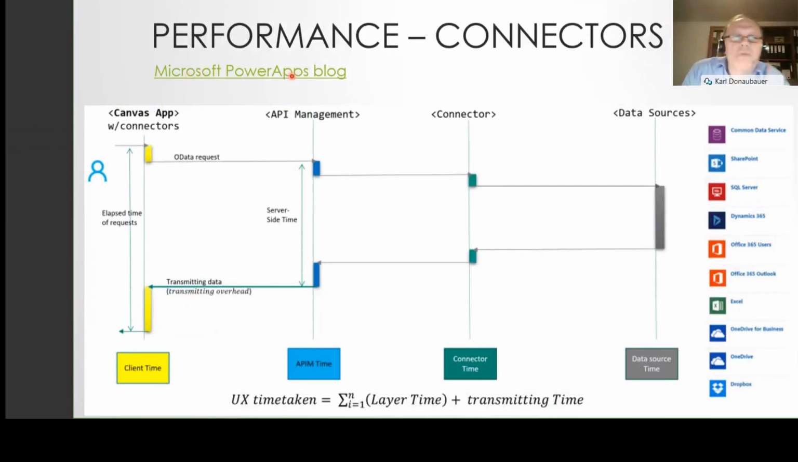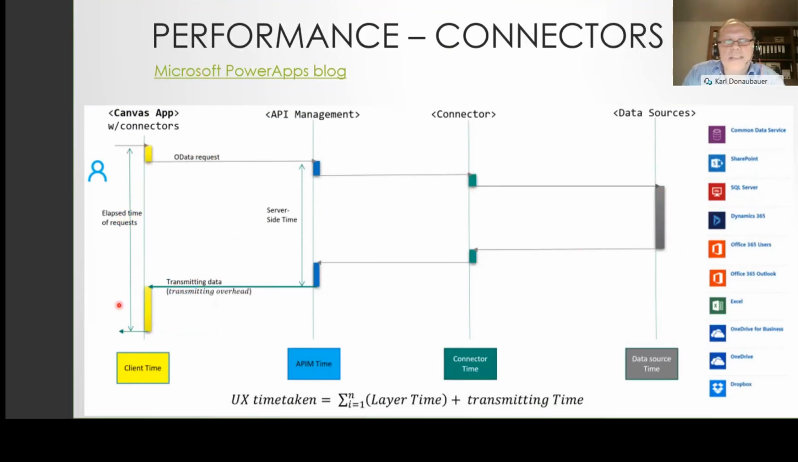I also stole it again from a Microsoft blog. How does it work when your front end sends something to your back end? So here there's an OData request, and there's an API layer, a connector layer, and then I'm at the data source, SharePoint, SQL Server, etc. The data source gives me the data, and it goes back through the connector, through the API layer, and then I'm back in the front end. And this is the elapsed time.